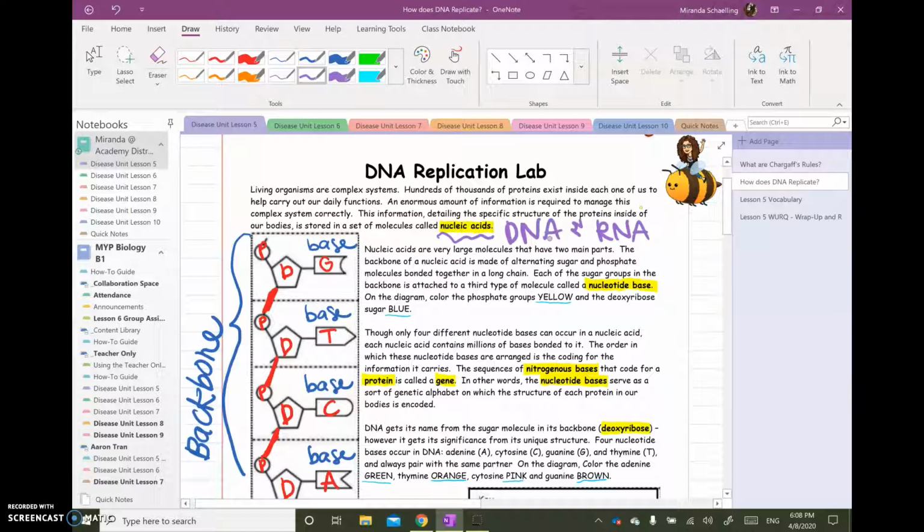Okay, nucleic acids, let me grab my highlighter. Nucleic acids are very large molecules that have 2 main parts. The backbone of the nucleic acid is made of alternating sugar and phosphate molecules bonded together in a long chain. Each of the sugar groups in this backbone is attached to a third type of molecule called a nucleotide base. On the diagram, color the phosphate groups yellow and the deoxyribose sugar blue.